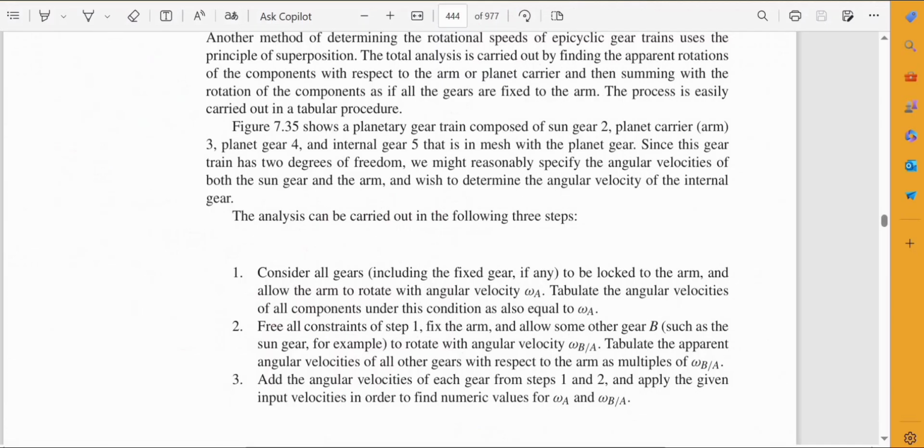Let's go to the book. We're doing everything by the book. After doing step 1 and 2, add the angular velocities of each gear from steps 1 and 2, and apply the given input velocities in order. Okay, that is not even complicated. That is the easiest part. So now we're adding what we got in steps 1 and 2.